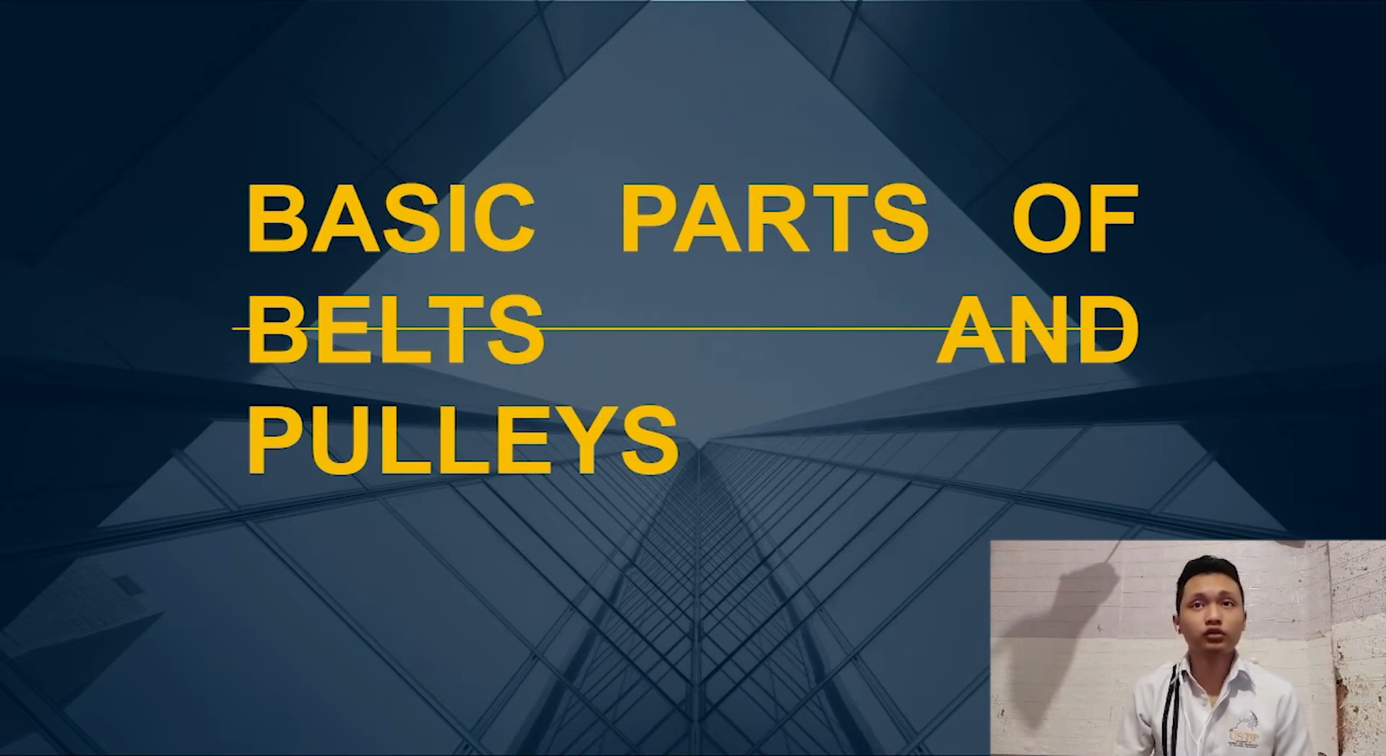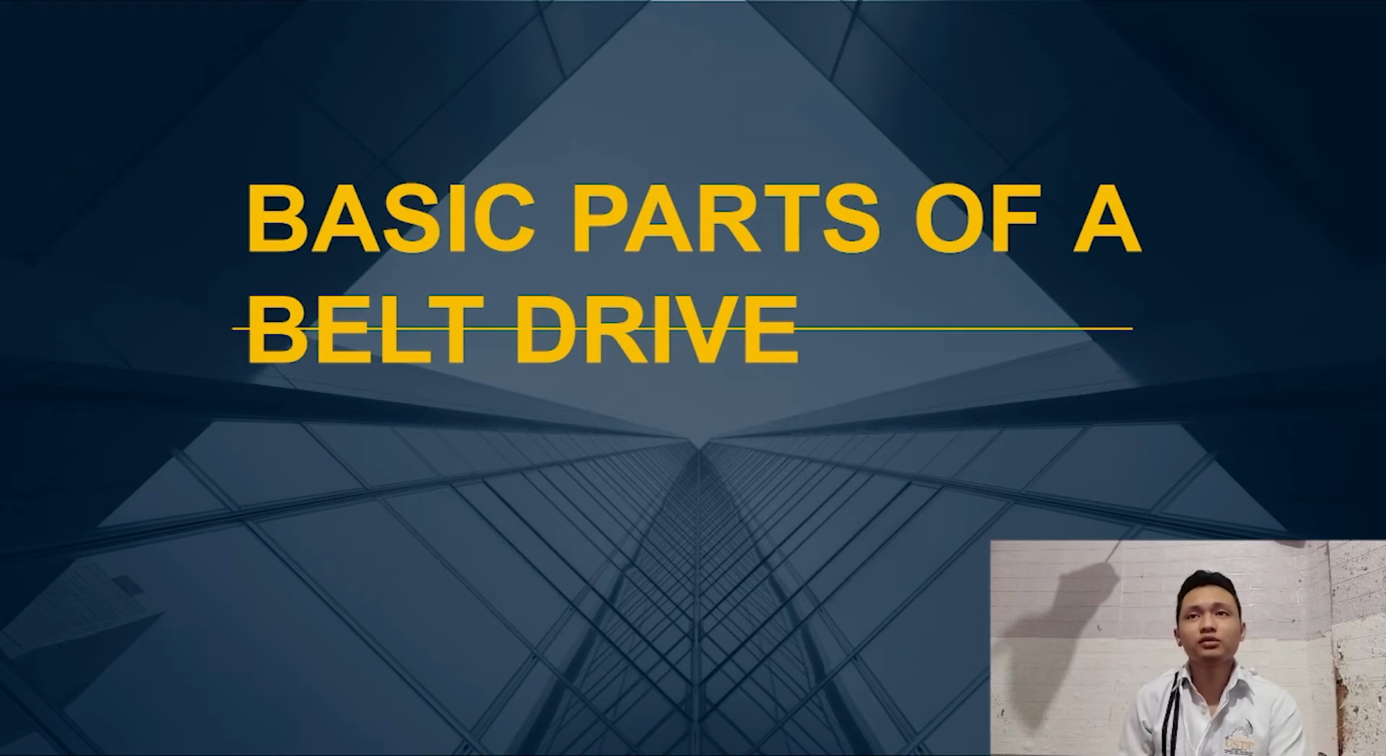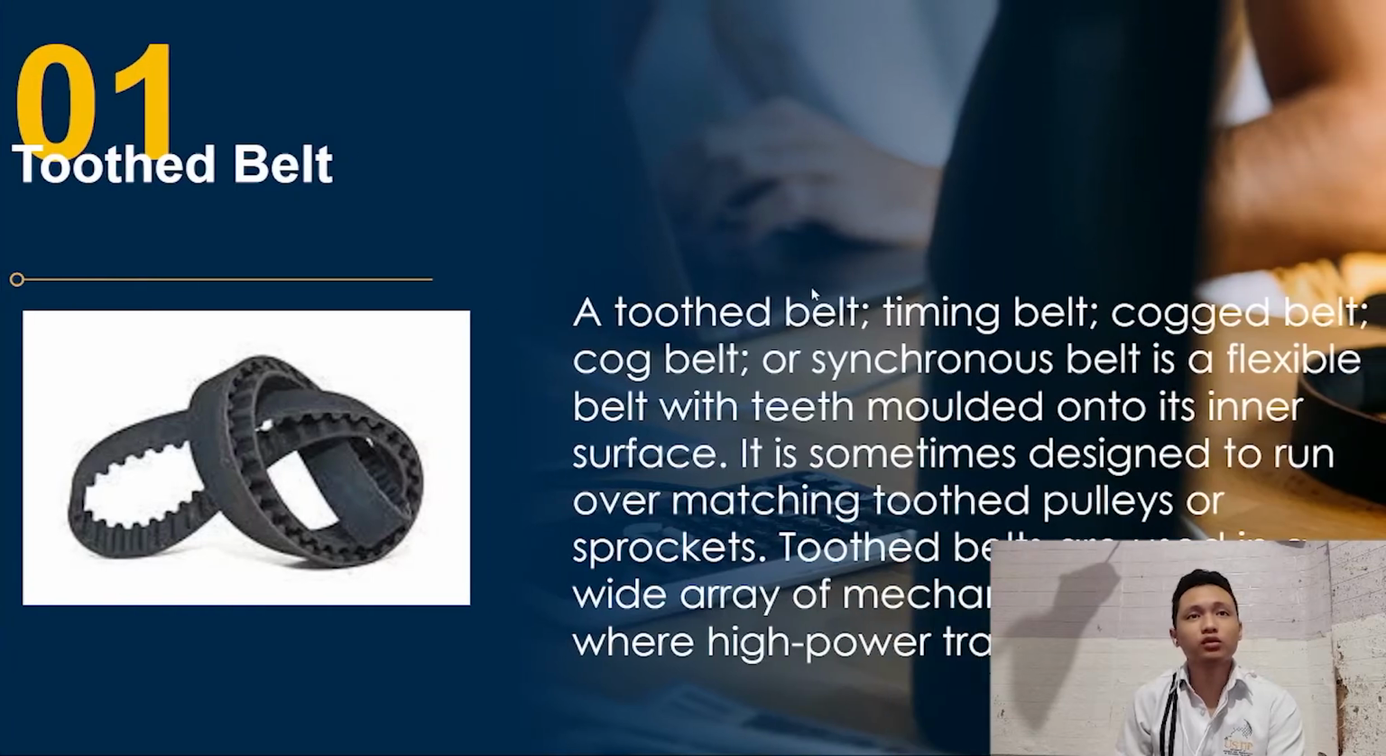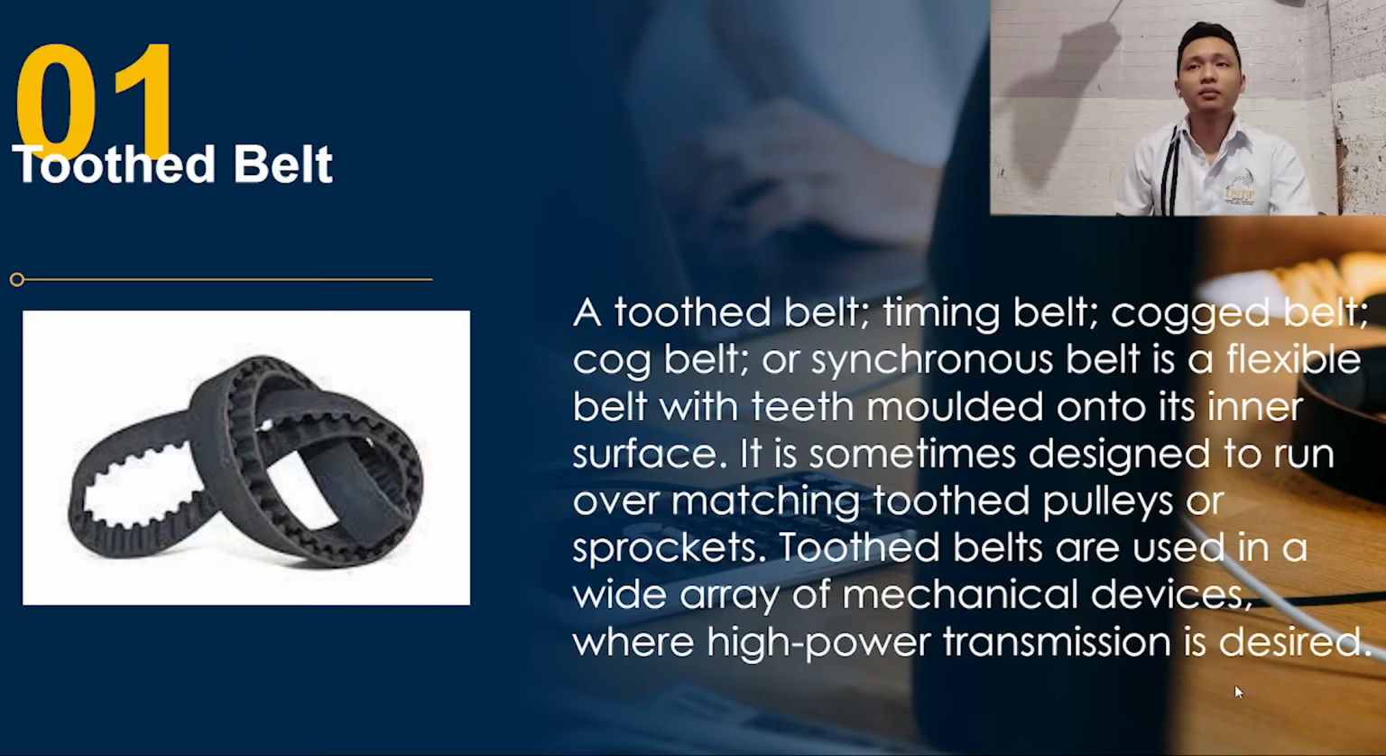So let us now move on to the basic parts of belts and pulleys. The basic parts of a belt drive. First is the tooth belt. A tooth belt, timing belt, cog belt, or synchronous belt is a flexible belt with teeth molded onto its inner surface. It is sometimes designed to run over matching tooth pulleys or sprockets. Tooth belts are used in a wide array of mechanical devices where high power transmission is desired.